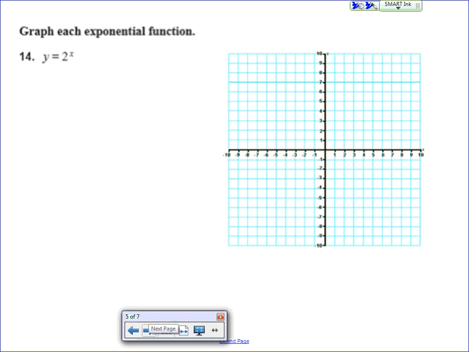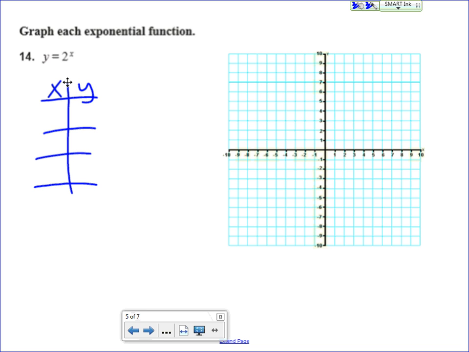And then what we finish with is just how do we graph an exponential function. And to graph an exponential function, we're going to do the same thing that we have been doing, and that is just making a t-chart, plugging in -2, -1, 0, 1, and 2, and just finding the values.